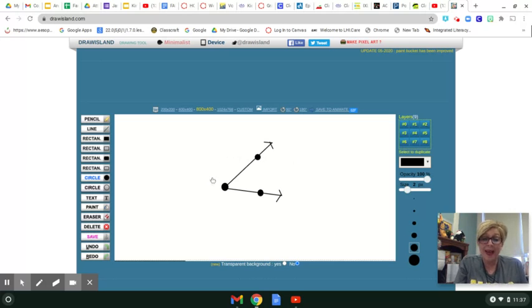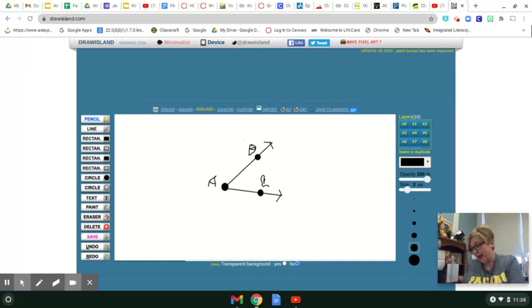Now, when I name this angle, I'm going to name each point, okay? So let's say this is point, whoops, go back to my pencil tool. Let's say this is point B, and let's say this is point A, and let's say this is point C. Okay, kind of sloppy writing, but you get the idea.